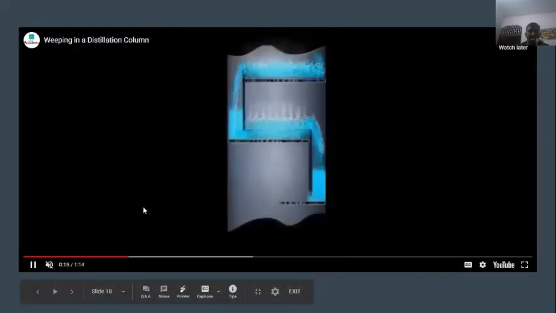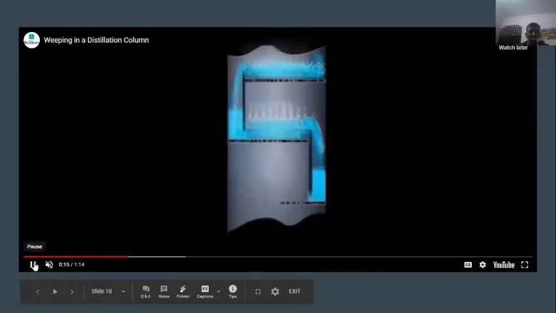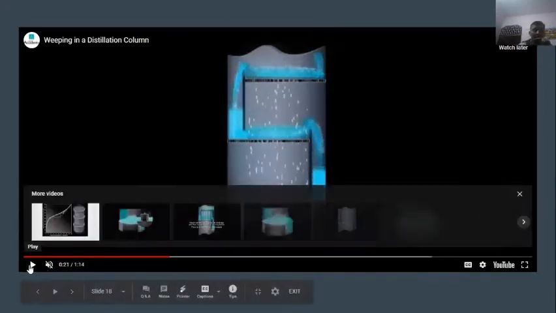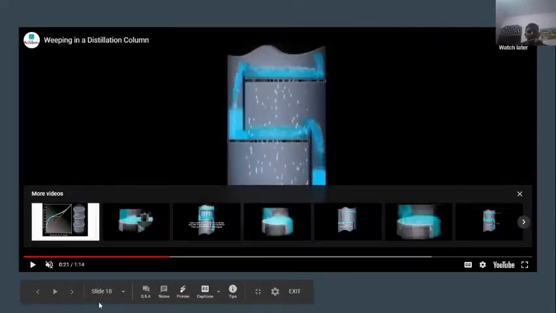So here is a video demonstrating the process of weeping. As you can see, at very low vapor conditions, the liquid starts weeping. Liquid from these perforations of the upper tray starts weeping.